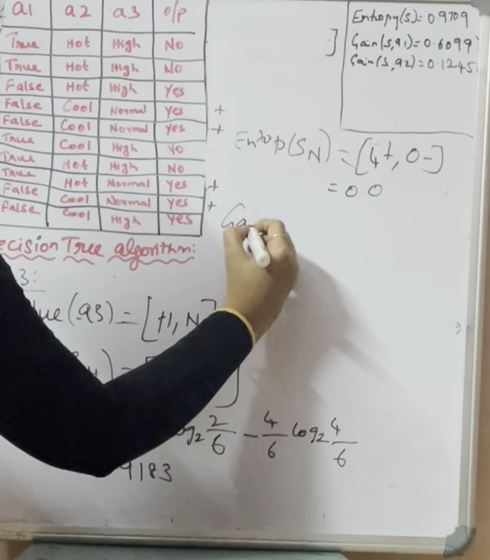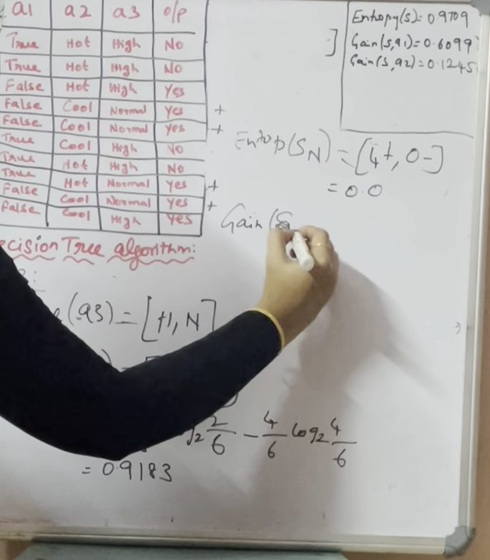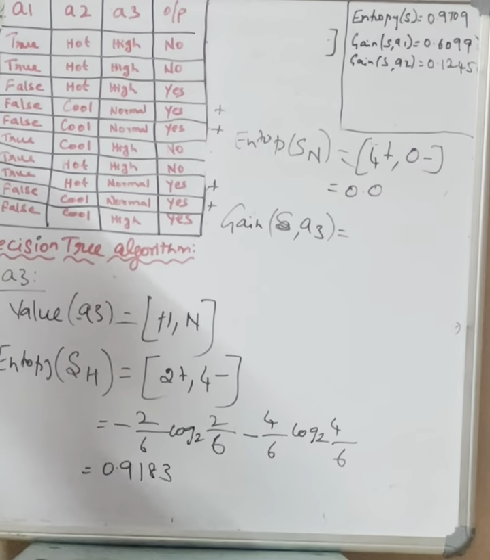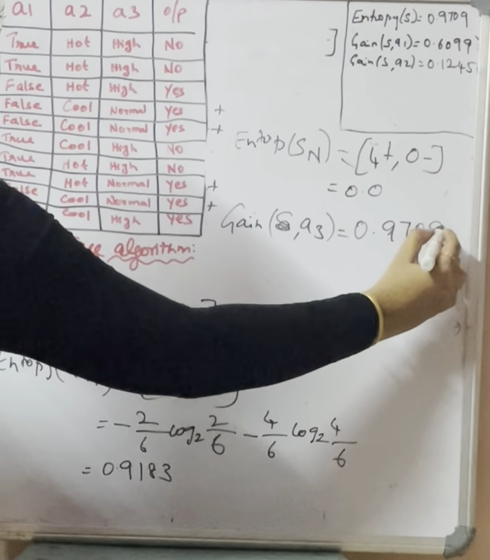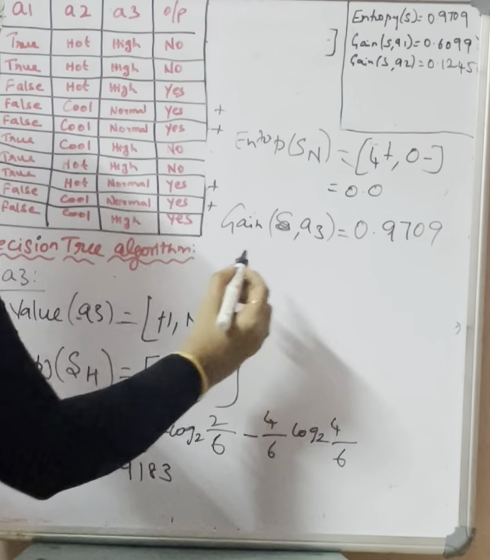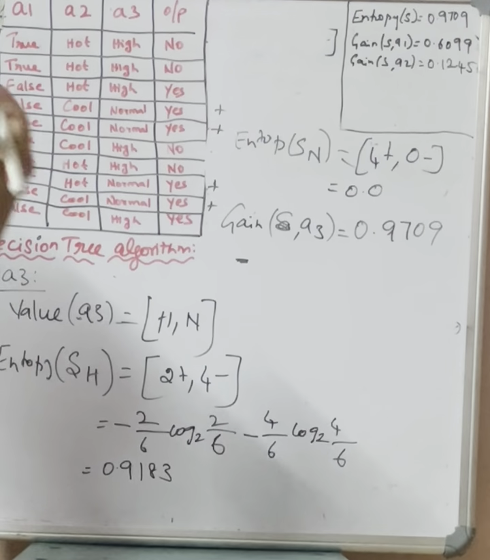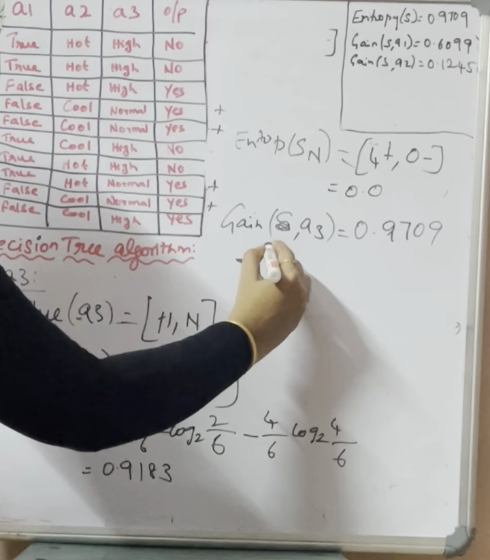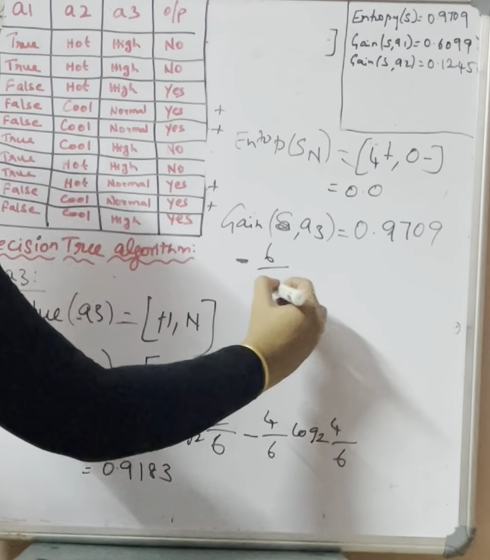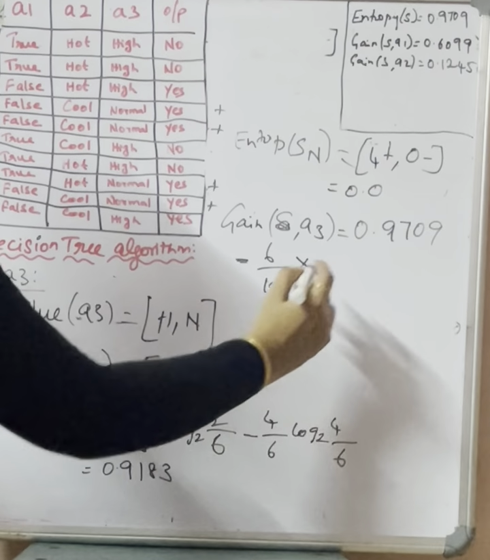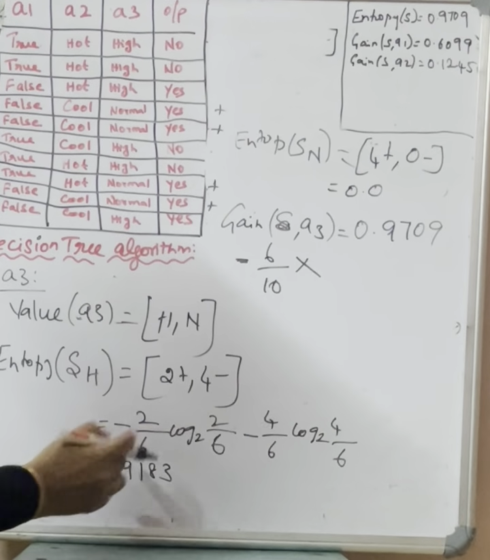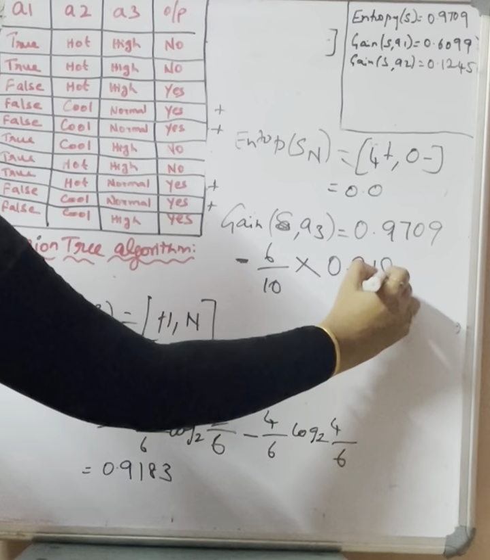Now find gain of S comma A3. So you have to apply the whole entropy of S value, right? The whole sample minus, so how many values can I place here? It is 6 divided by 10, right? Out of 10 we have 6 values here. So into the high value. What is the entropy of high here? 0.9183.